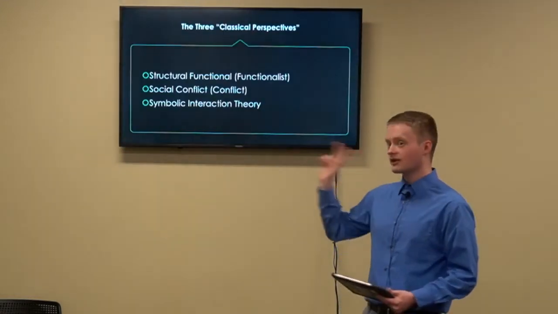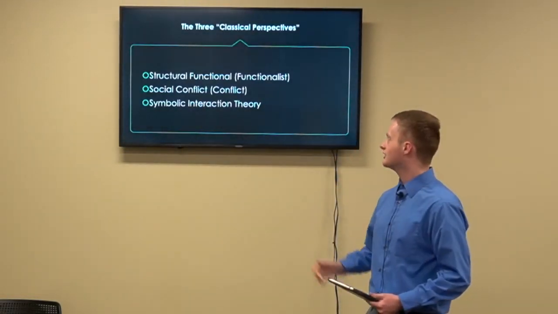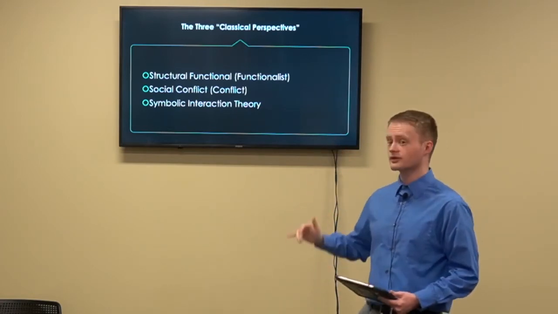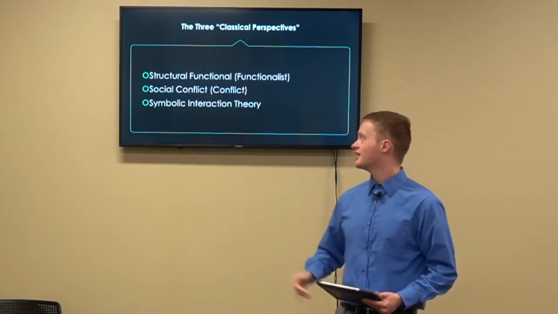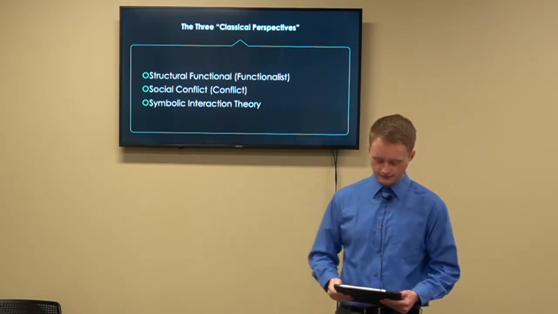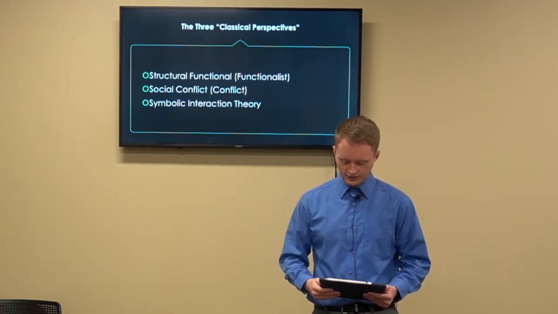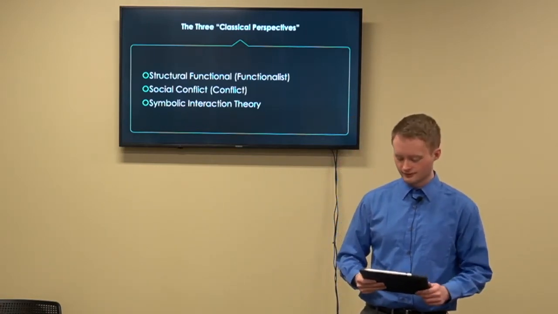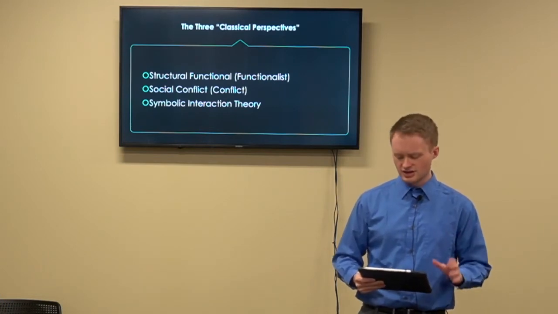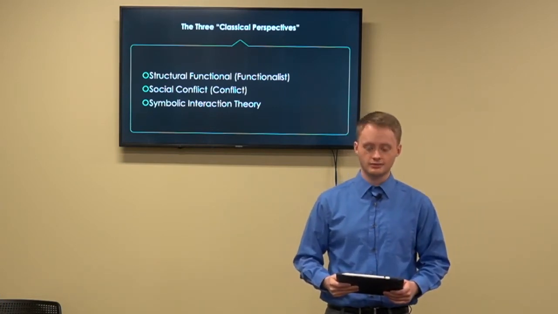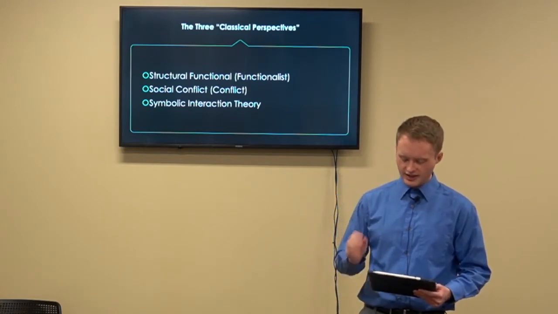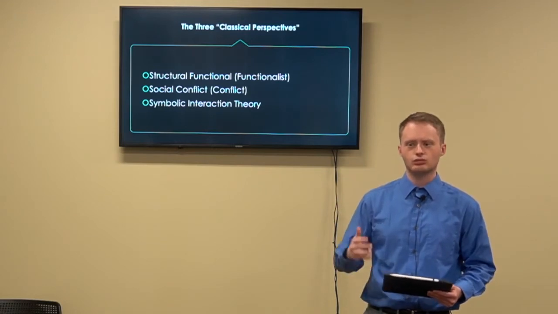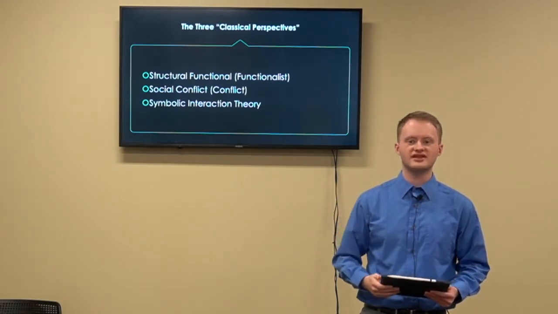Now, the 3 classical perspectives we'll be covering are structural functional, which I'll just refer to as functionalist, social conflict, which I'll just refer to as conflict, and symbolic interaction theory. Functionalist perspective sees society as a complex system that works together to help society function. It's good at explaining social stability, but not so good at explaining social change. A functionalist may ask, how does the religious institution help society function? What role does it perform in society?